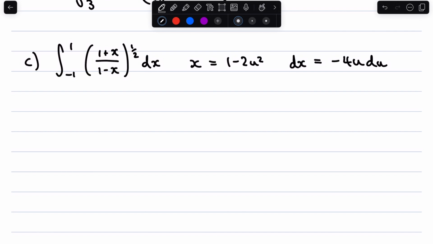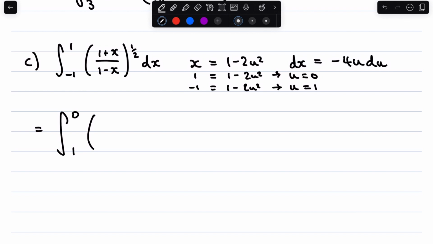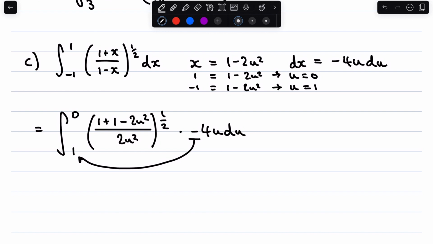And if we're looking at changing the limits as well, when x is 1 for the top limit, we're going to have 1 minus 2u squared, which gives us that u equals 0 at the top, and then for minus 1 equals 1 minus 2u squared again, and that time it will result in u equaling 1. And so what we'll have is an integral between 1 and 0 of 1 plus 1 minus 2u squared over just 2u squared, as the ones will cancel, all square rooted, times our minus 4u du. And what we can do is use this minus sign here to flip the limits of our integration. So the minus sign we can get rid of and result in 0 to 1.